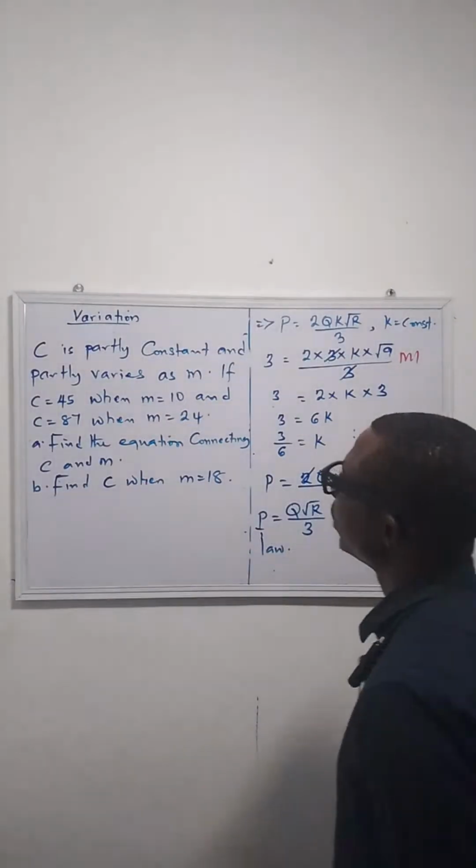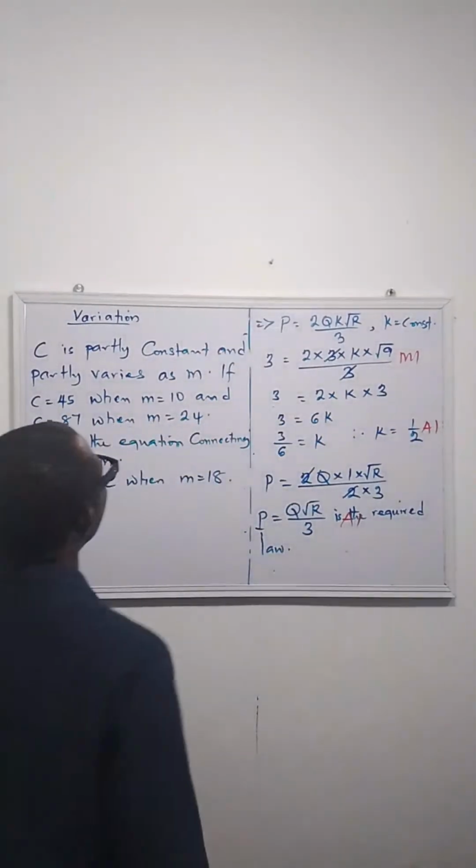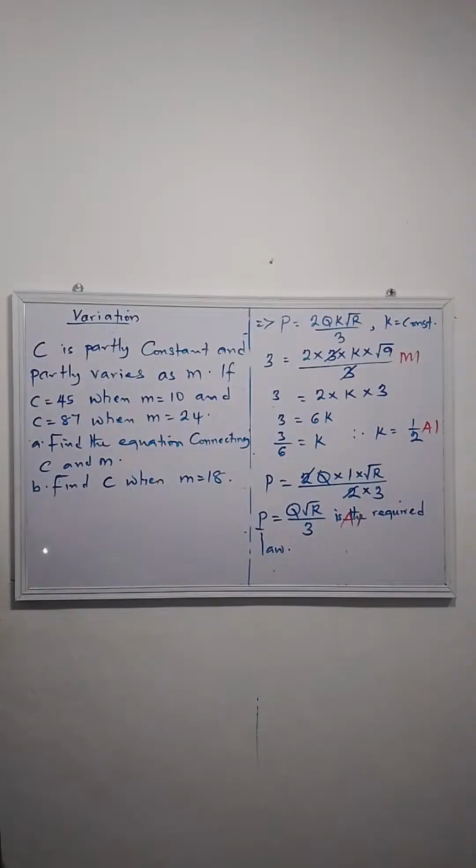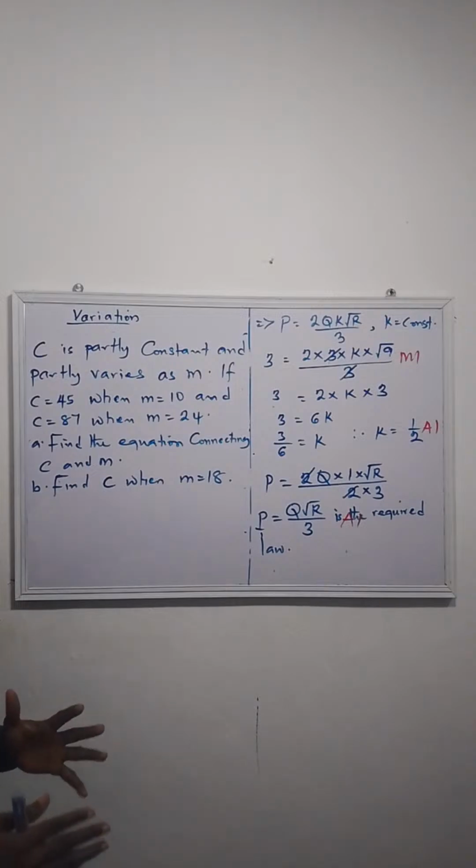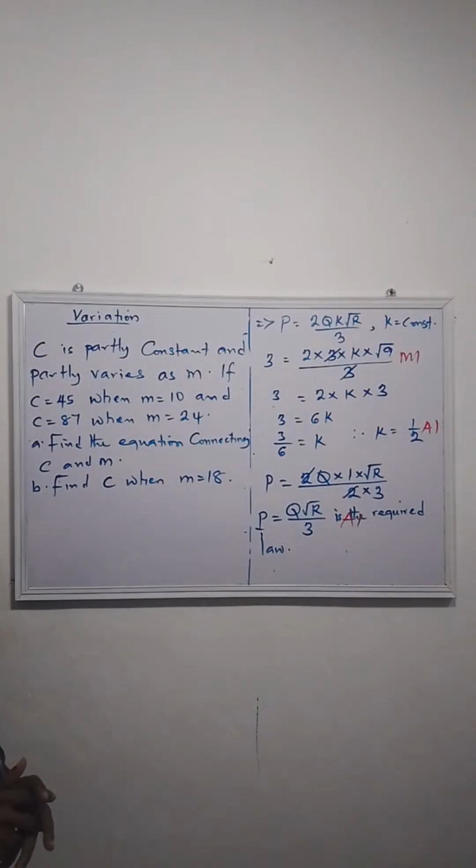Now, C is partly constant and partly varies as M. If C is 45 when M is 10 and C is 87 when M is 24, find the equation connecting C and M. So how do we solve this problem?